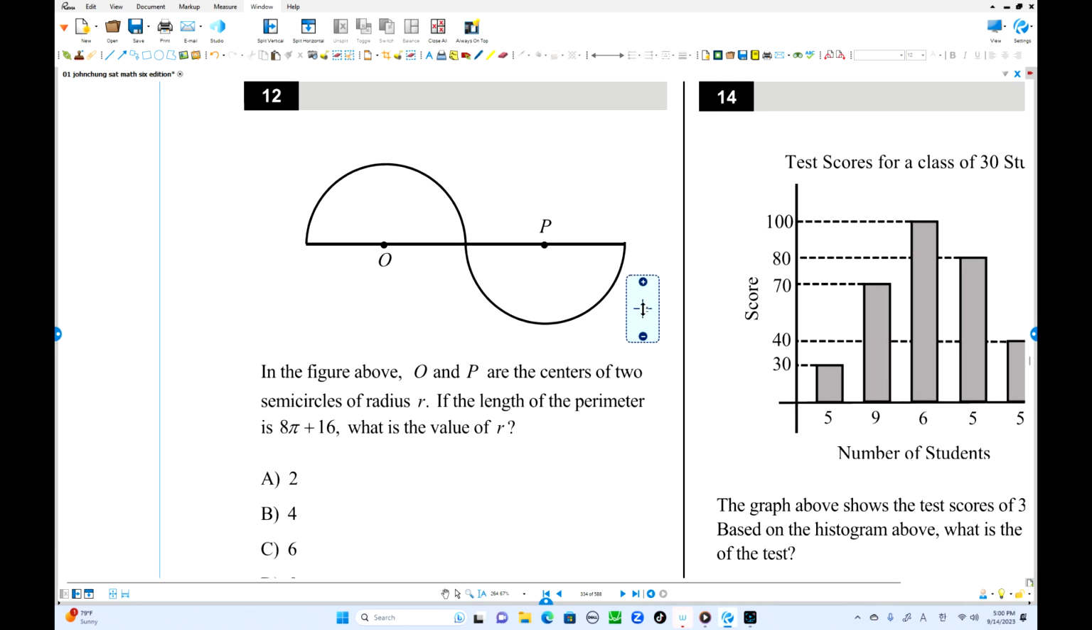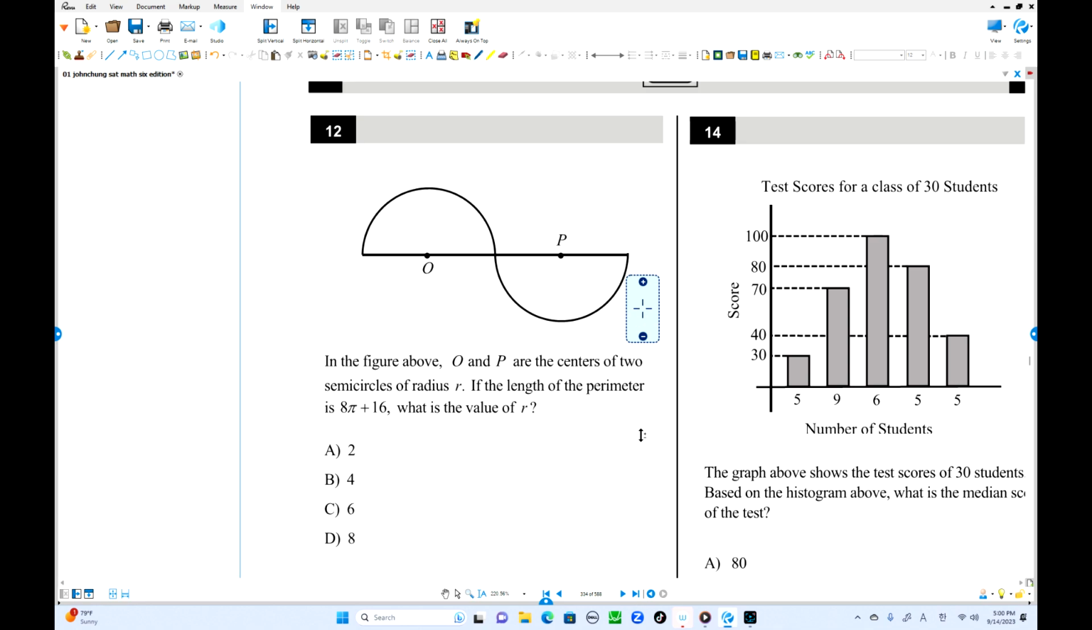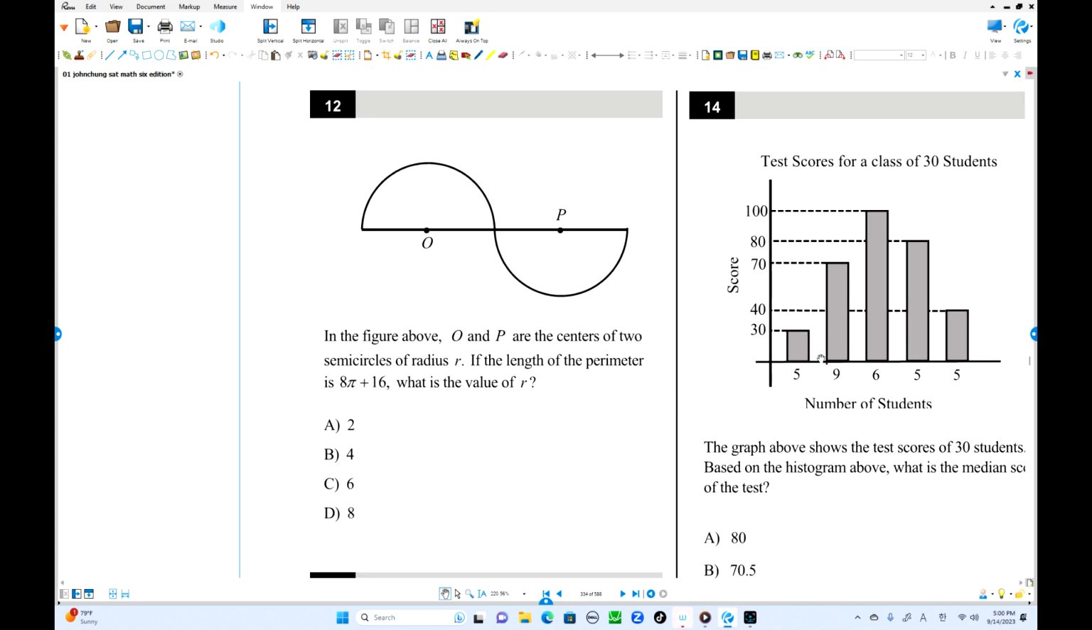Here we go, number 12. So we have two semicircles. The length of the perimeter is 8 pi plus 16. What is the value of R? This is the value of R, right? This is also R. Also, this is 2R.